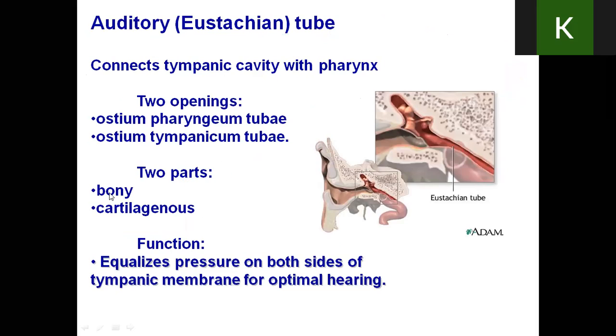2 parts: some part is bony and some part is cartilage. The function is to equalize the pressure on both sides of the tympanic membrane for optimal hearing. So pressure from outside comes through the meatus and pressure from inside comes through this Eustachian tube. So this equalizes the pressure on both sides of the tympanic membrane.